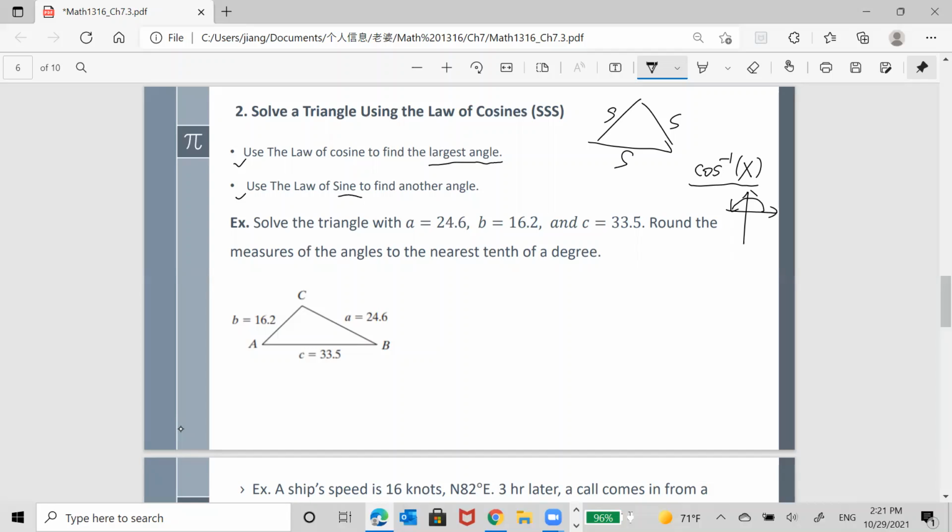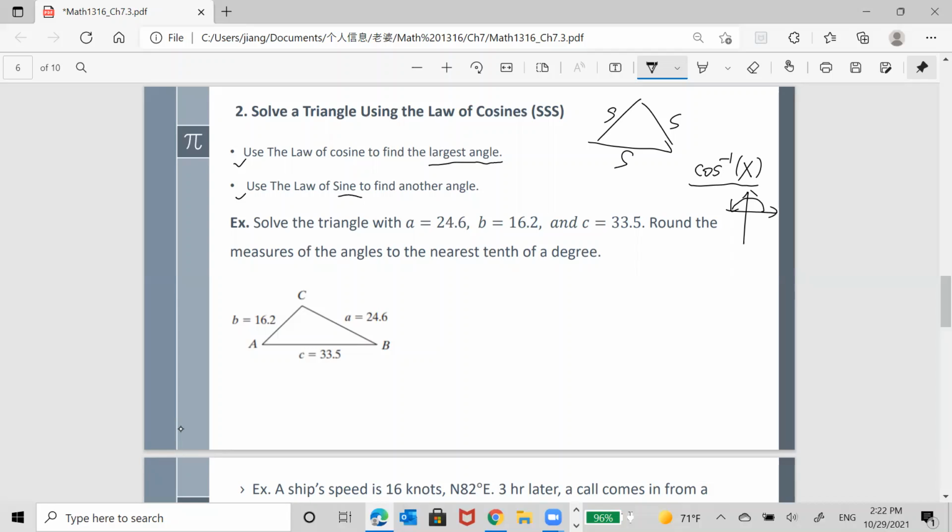When we are using the law of sines, the angle must be acute, so it brings us fewer problems. Let's see this example. Solve the triangle with A, B, and C provided. These are the lengths of the sides. Let's solve the triangle.